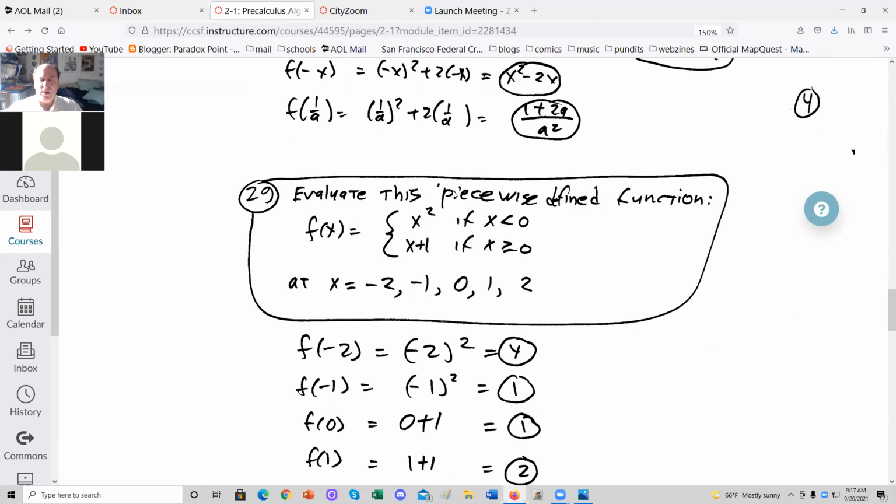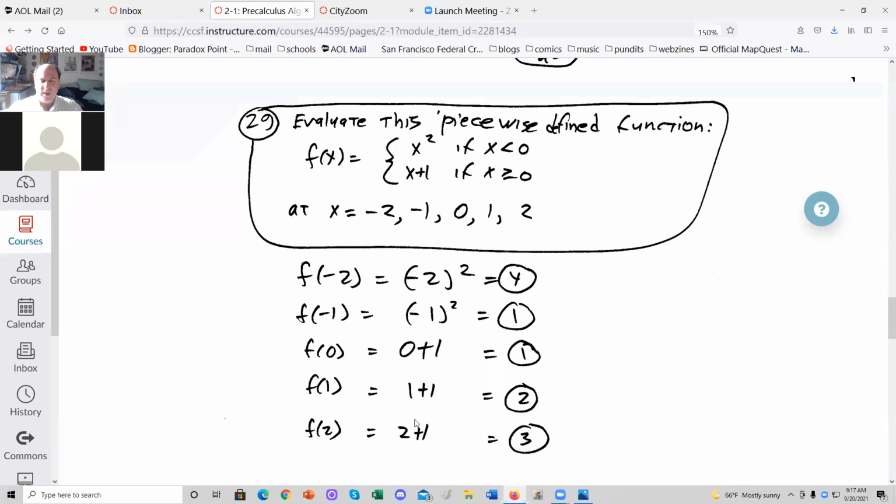F of -2, that's less than 0, so we use the x squared formula. So -2 squared is 4. F of -1, well, again, less than 0, so use it: -1 squared is 1. F of 0, well, at 0, that's greater than or equal to 0, so use this formula. 0 plus 1 makes 1. F of 1 will be 1 plus 1 is 2. F of 2 will be 2 plus 1 makes 3.